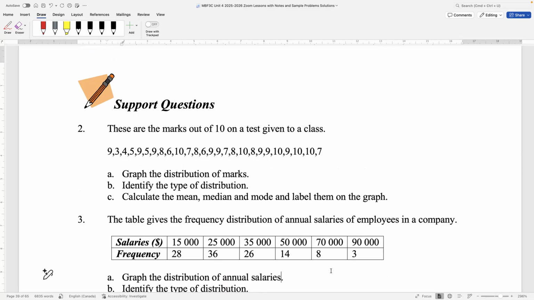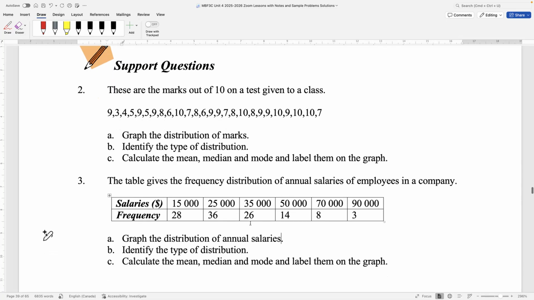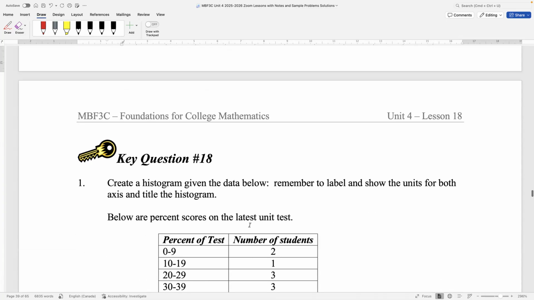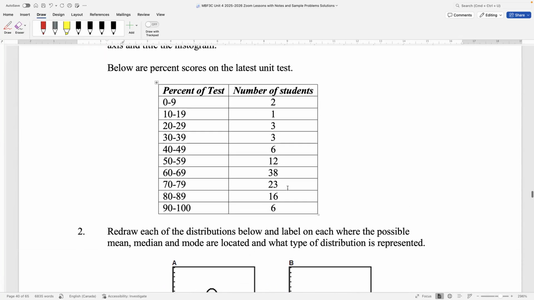Identify the type of distribution. Again, there are four. And then calculate the mean, median, and mode, and label them on the graph. So just like that first one there. Okay, and that's it. And then there is a key question. If you can do that, the key question is similar.